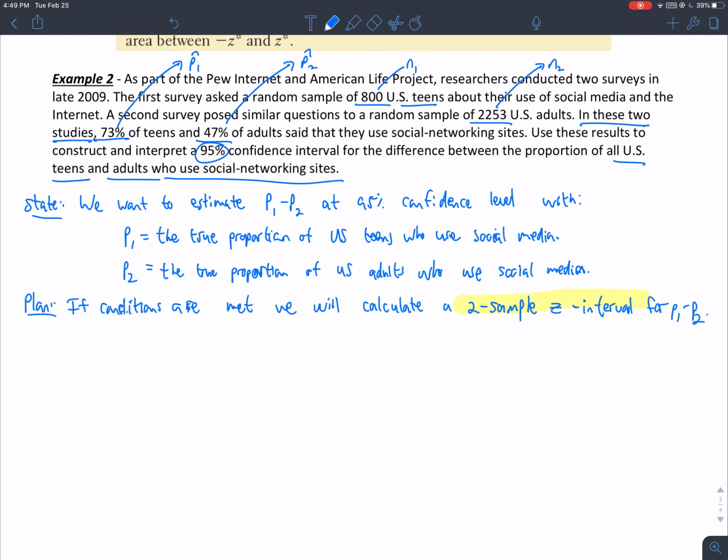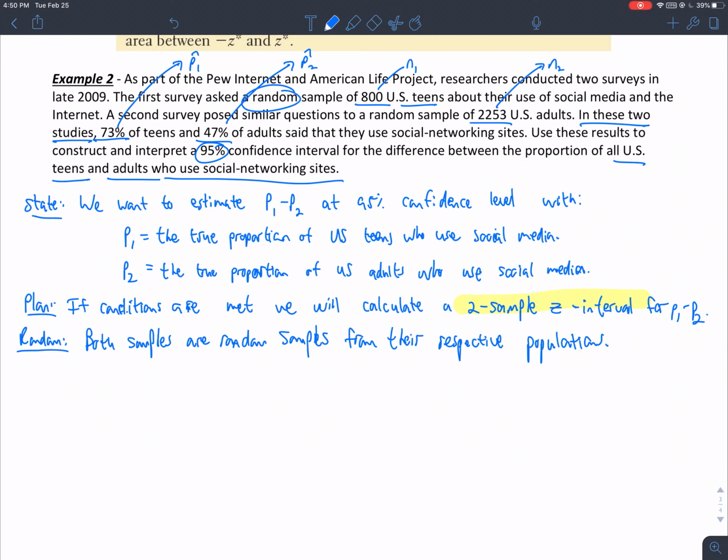We're dealing with proportions. So random. Check our conditions. Random. What did it say? Both samples are random samples from their populations. So you just say both samples are random samples from their respective populations.